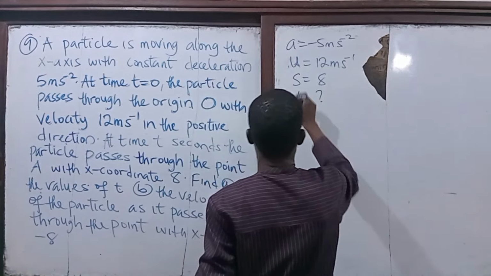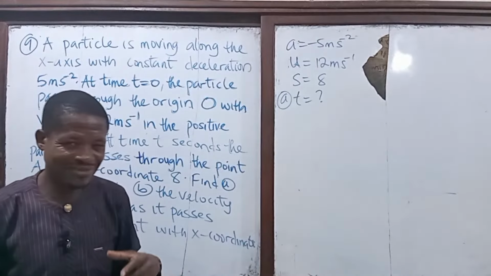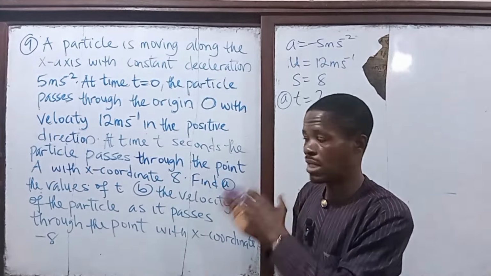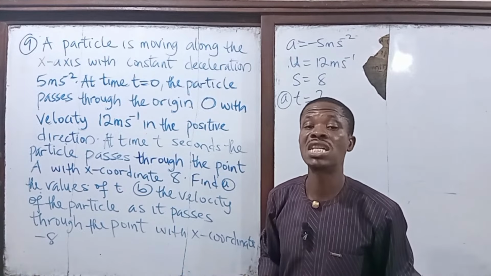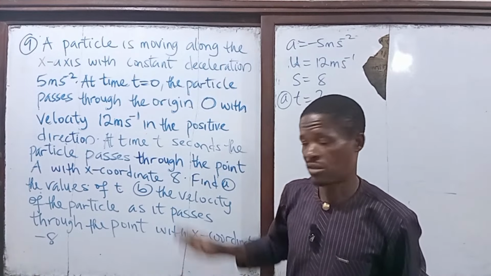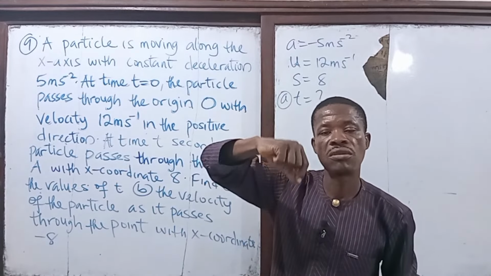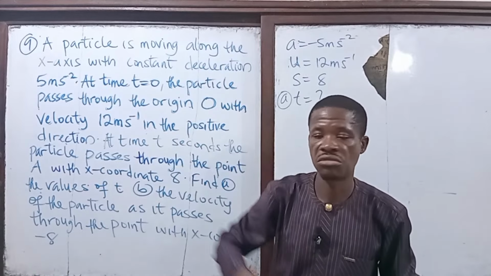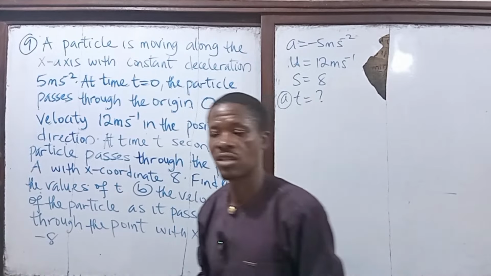So these are given parameters. These are the parameters we can decode from the given information. Then the next thing to do now is to look for the appropriate kinematic equation or equations of motion to solve this question.